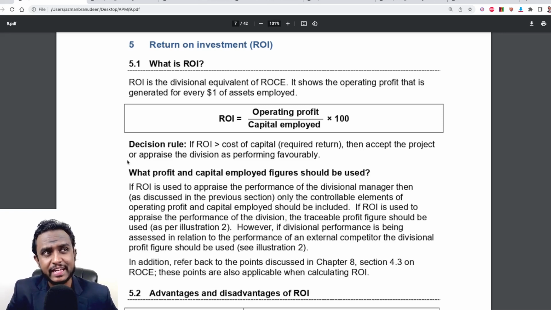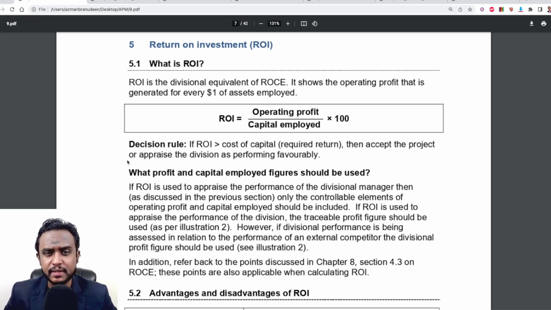ROI is the divisional equivalent of ROCE. We looked at ROCE in chapter 8. We learned that ROCE is a blanket ratio you can apply to the whole company. So you take that and develop an investment-specific version of ROCE. You call it ROI, and you use that on the division. Divisional operating profit divided by the division's capital employed, multiplied by 100, is what you get as ROI.